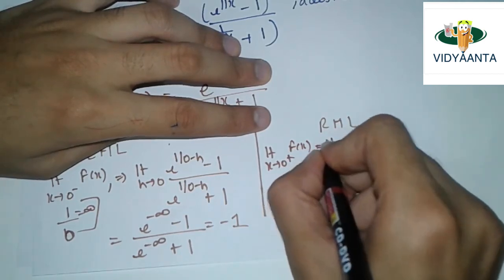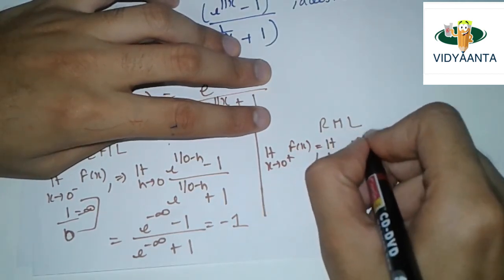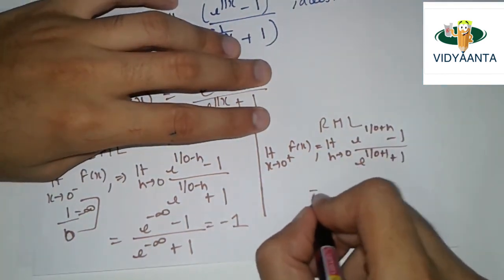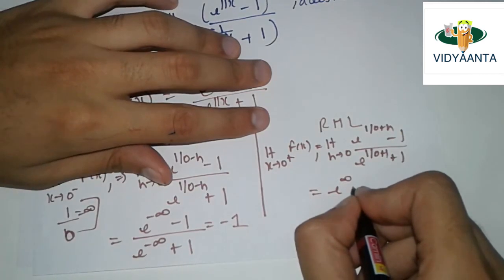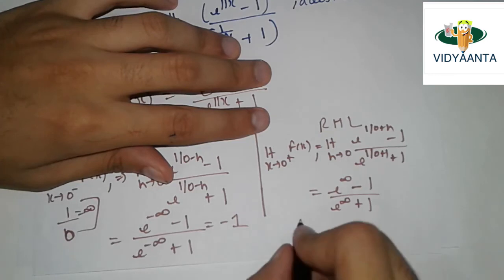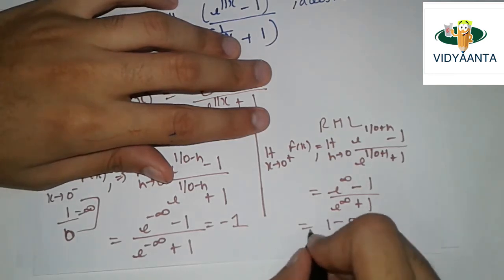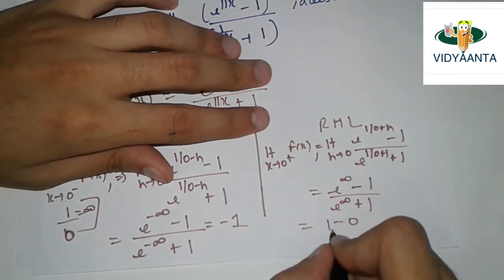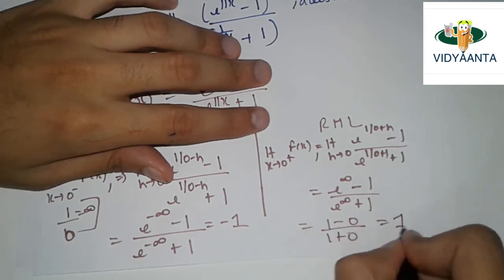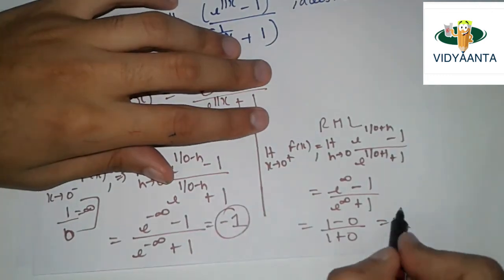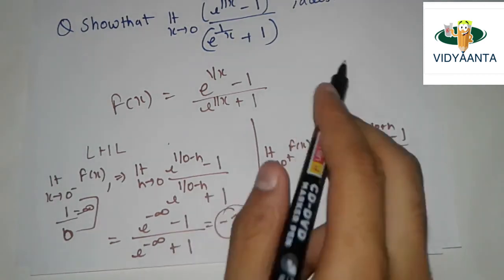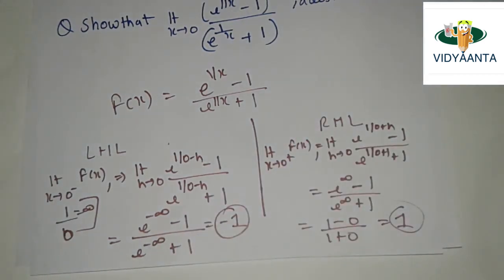Similarly, in the RHL, limit of x tends to 0 plus of f(x) is equal to limit of h tends to 0, it would be (e raised to power infinity minus 1) over (e raised to power infinity plus 1). That is (1 minus 0) upon (1 plus 0), which is equal to 1. Here its value is minus 1 and here it is equal to 1. Left hand limit does not equal right hand limit, hence the limit does not exist.